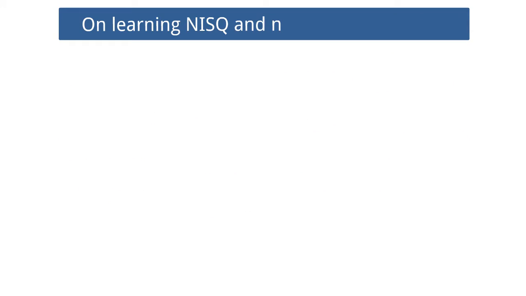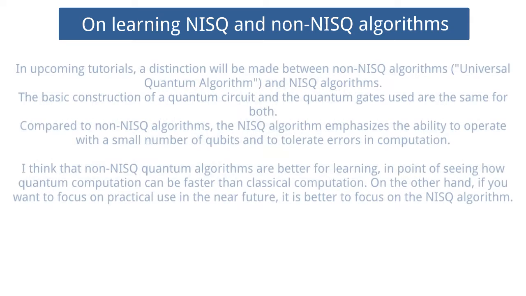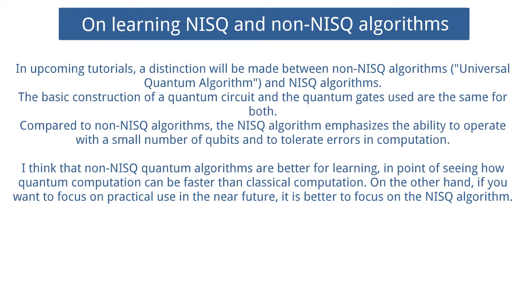On learning NISQ and non-NISQ algorithms. In upcoming tutorials, a distinction will be made between non-NISQ algorithms, universal quantum algorithms, and NISQ algorithms. The basic construction of a quantum circuit and the quantum gates used are the same for both. Compared to non-NISQ algorithms, the NISQ algorithm emphasizes the ability to operate with a small number of qubits and to tolerate errors in computation. I think that non-NISQ quantum algorithms are better for learning, in point of seeing how quantum computation can be faster than classical computation. On the other hand, if you want to focus on practical use in the near future, it is better to focus on the NISQ algorithm.